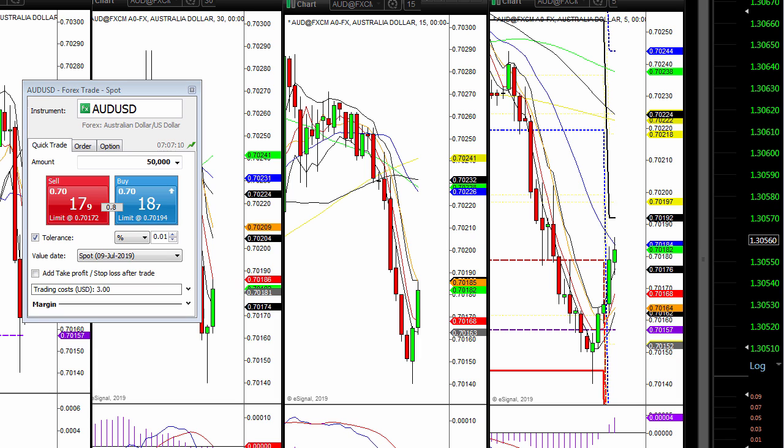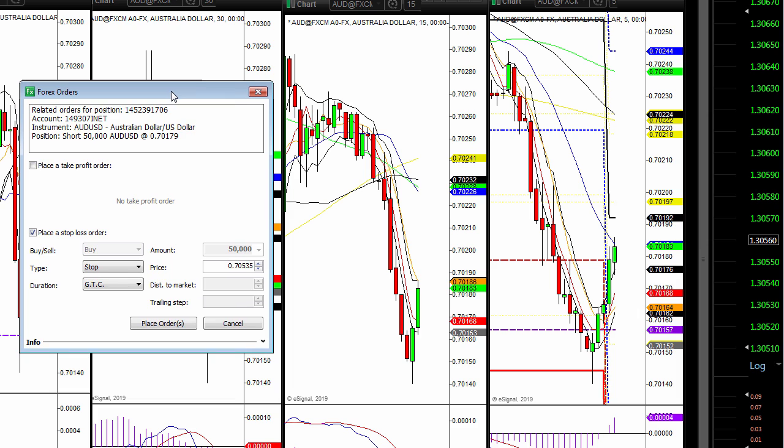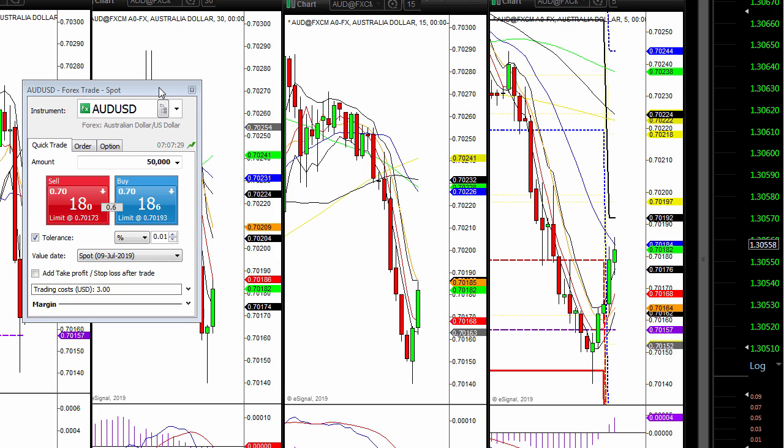So I'm going to put that stop in. So let me just. I don't want a limit order. It's come up with all sorts. Right, so I'm going to put that stop in at 70.29. Stop goes in. Right, okay.